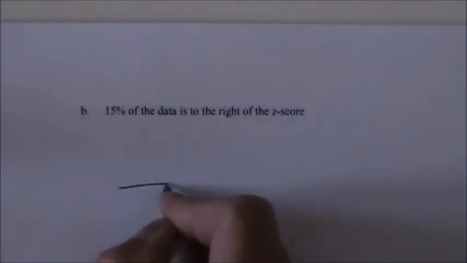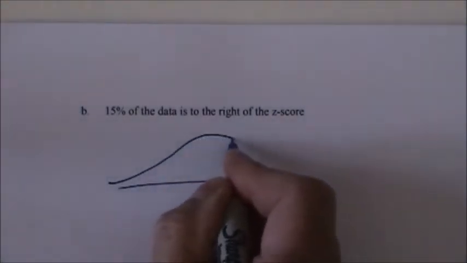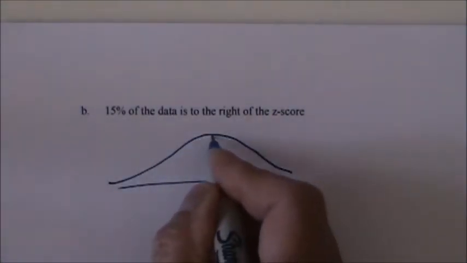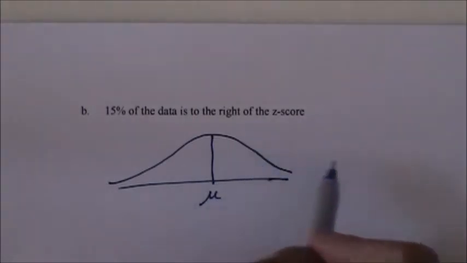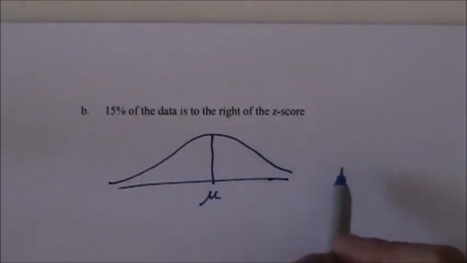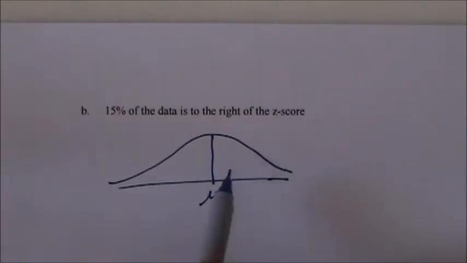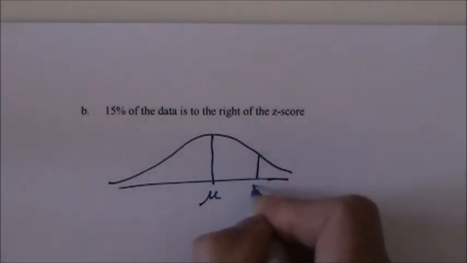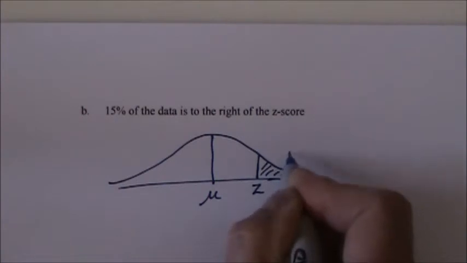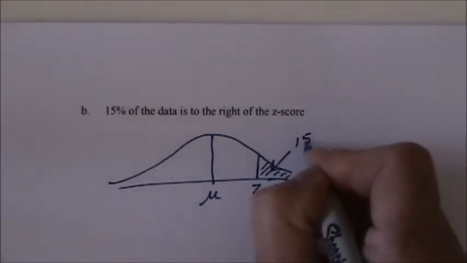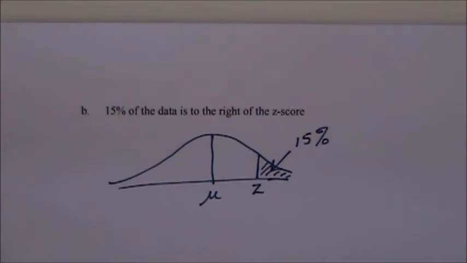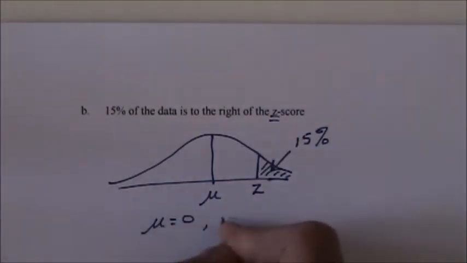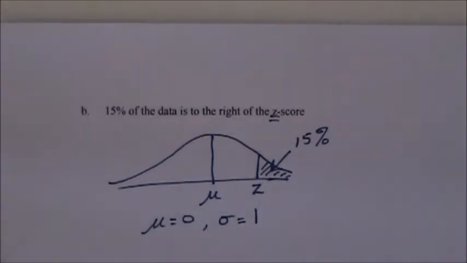This situation says that 15% of the data is to the right of the z-score. So if we take our bell curve and we put our mean in, this direction is to the right. 15% is less than 50, so it's going to be on this side. So we can put on our z-score, and there is the shaded area of 15% to the right. Because this is a z-score, we know that the mean is 0 and the standard deviation is equal to 1.